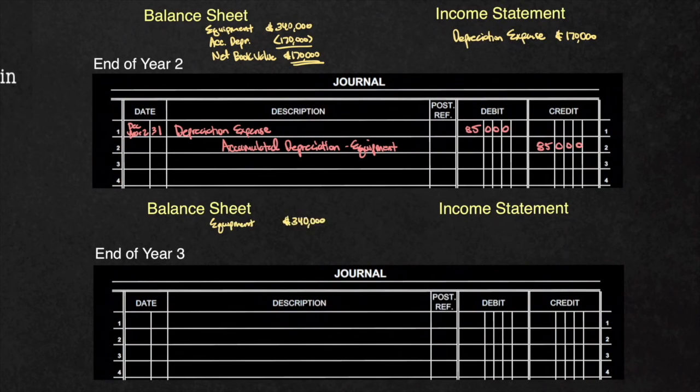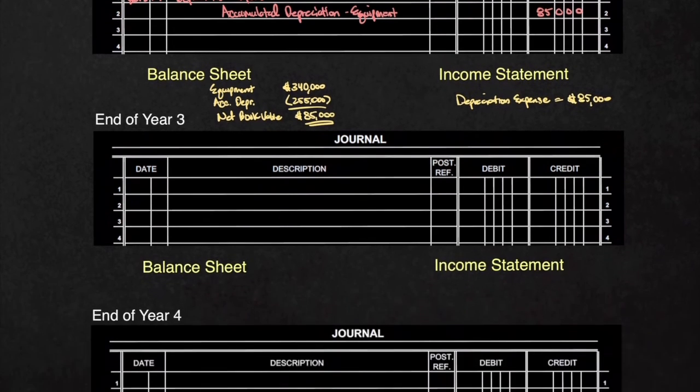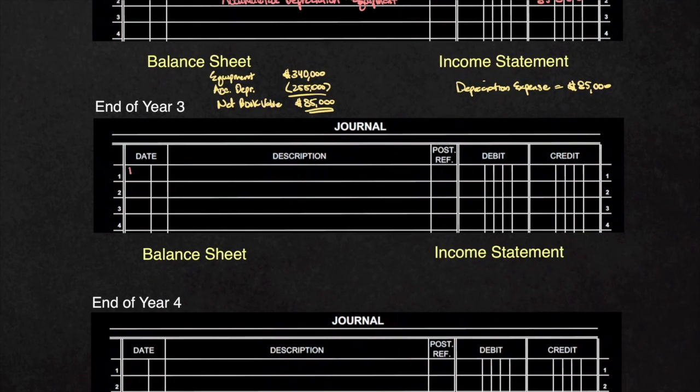Equipment is $340,000. Watch out for accumulated depreciation because it's not just $85,000, but you must add the $170,000 from the first year, and now your net book value is $85,000. On the income statement, it's depreciation expense for the $85,000. As a reminder, it doesn't accumulate there because we close expense accounts at the end of the year.